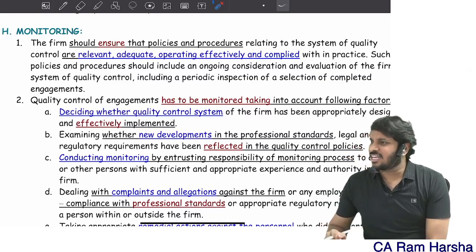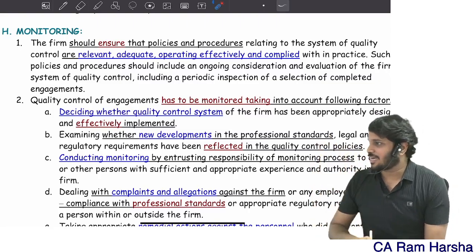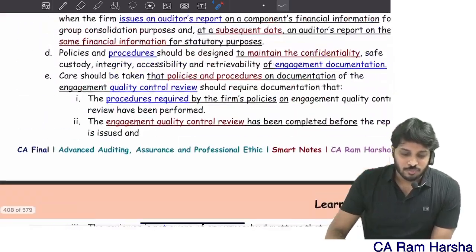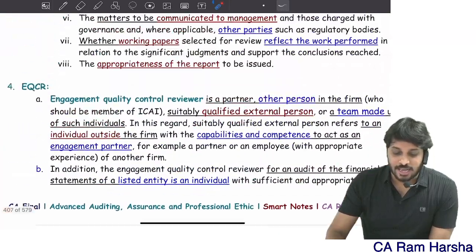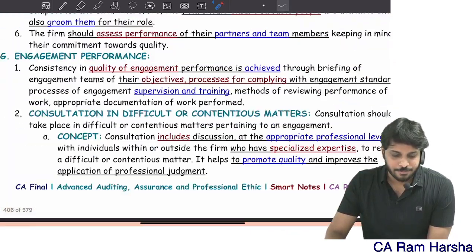Sometimes, very rarely, they will ask what the elements of quality control are, which is a simple question, but don't expect it like that. Okay, so mostly you will be asked questions. I will only discuss the key questions and key provisions in the standard, not everything.